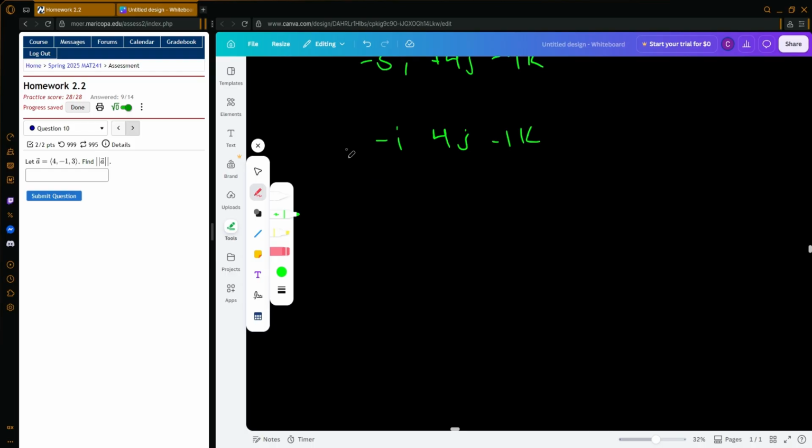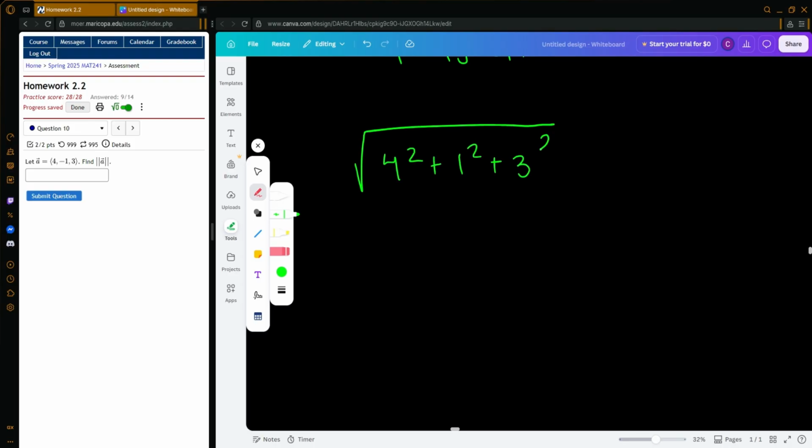Alright, we're going to find the magnitude of A. I think we did this in the first homework assignment. The magnitude is just the square root of the components squared. So it's going to be 4 squared plus 1 squared plus 3 squared. I made this -1 positive one because it doesn't matter. Any component, even if it's negative, when we square it, will be positive. So you can just put the absolute value here. So you get 16 plus 1 plus 9. So you get 10 plus 16, so you get the square root of 26.